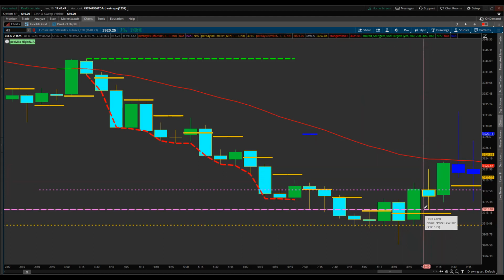Even if it goes against you 10 points, you're still only down 50. So did it hit the 10-point stop? No. That was another reason why I took that trade, because I wanted to show that even with the 10-point stop, it was still a winner. We knew it was going to bounce down here, and we talked about this yesterday.